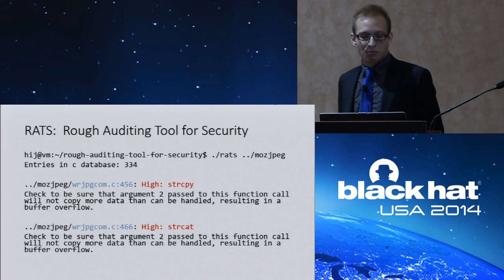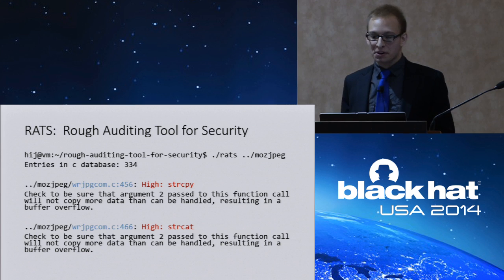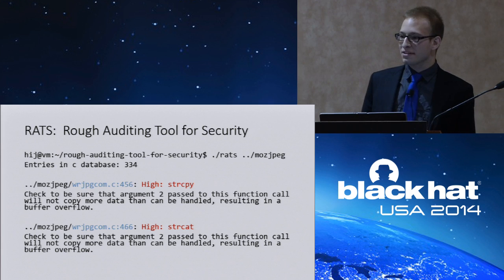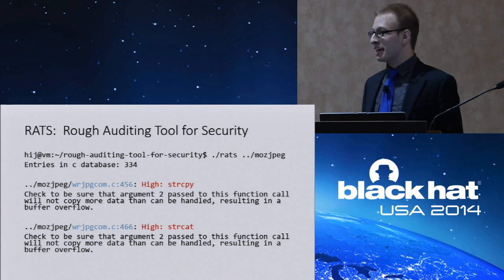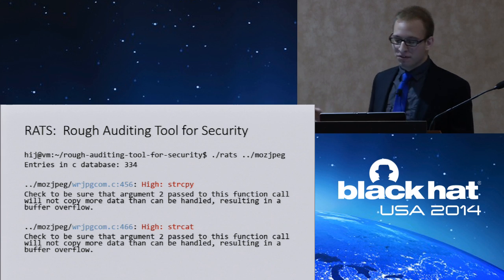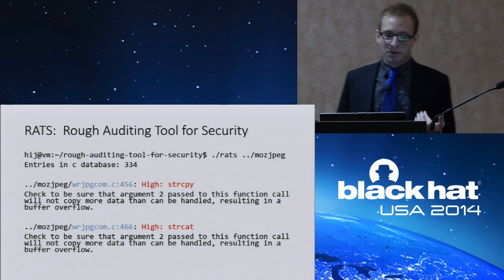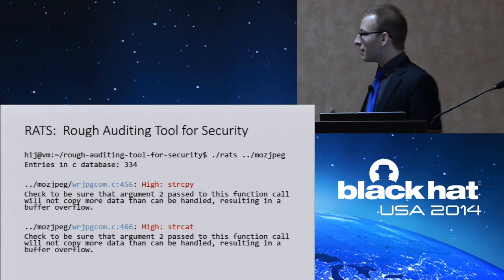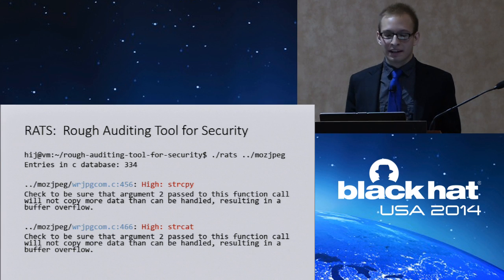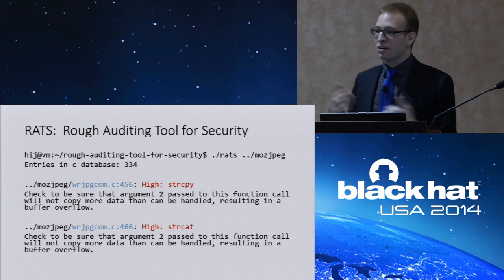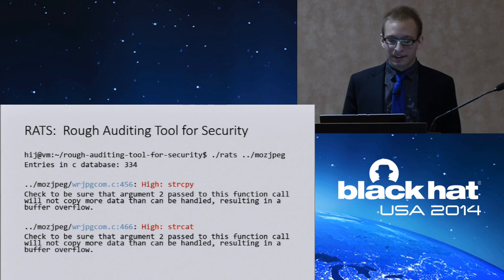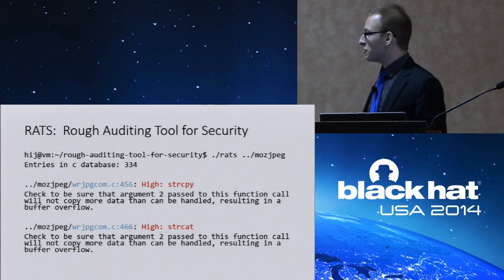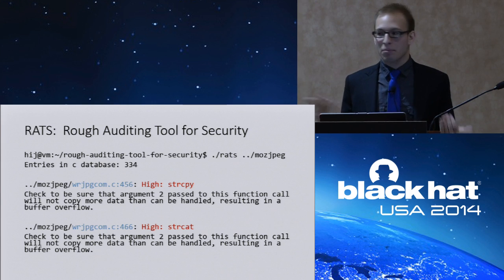Here I'm running RATS on a library called MozJPEG, which is Mozilla's fast libjpeg library, which is actually forked from libjpeg-turbo. We found there were a lot of results, but we found these two strcpys. It took about 5 seconds for RATS to run and print out all these results, and it took about 15 minutes for me to go through the results very quickly and find the two vulnerabilities that were output in the results.